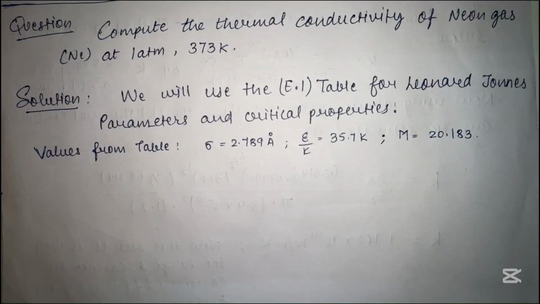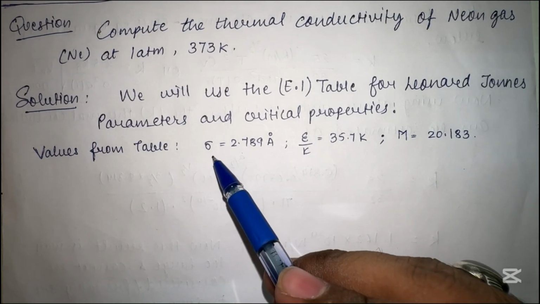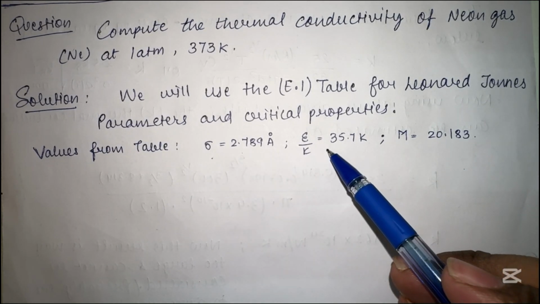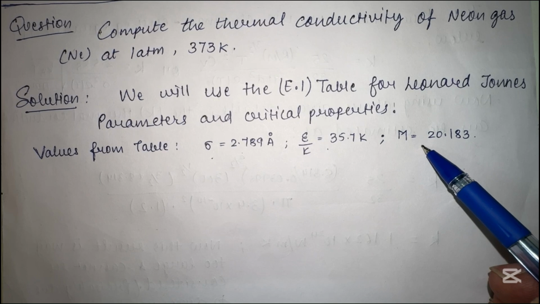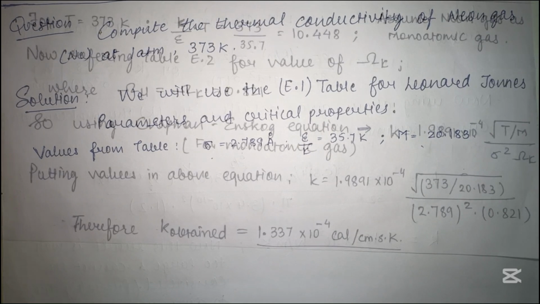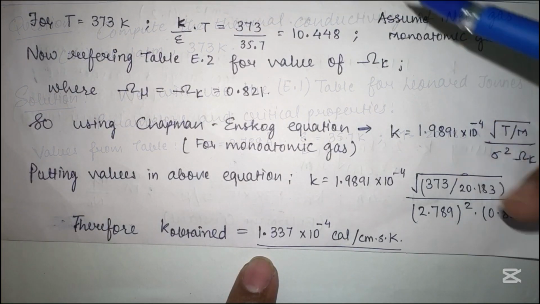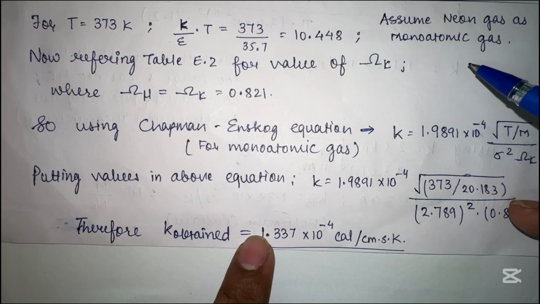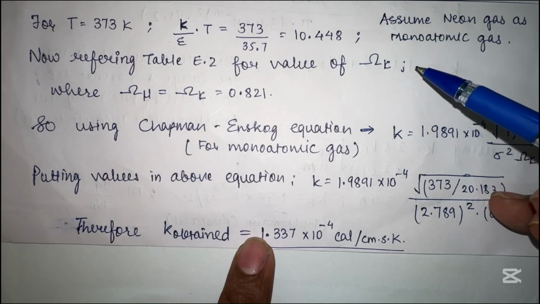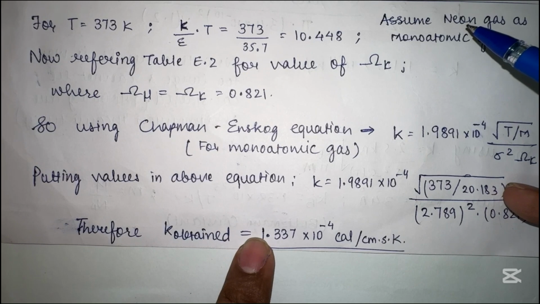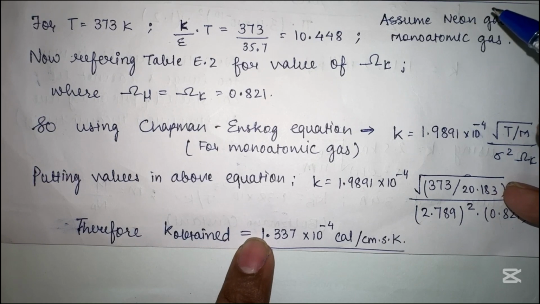These are the values for the molecular diameter. This is the value for epsilon upon kappa, and this is the molecular weight of neon that we have obtained from the E1 table of the BSL book. Now as we have obtained the Lennard-Jones parameters from the E1 table of the BSL book, we'll move forward to the values required to put in the equation for the estimation of thermal conductivity.